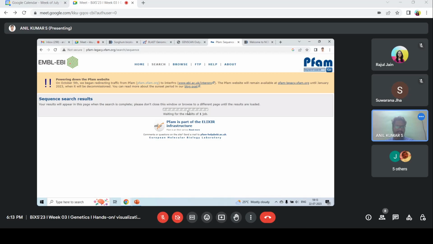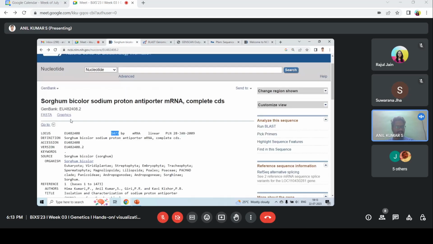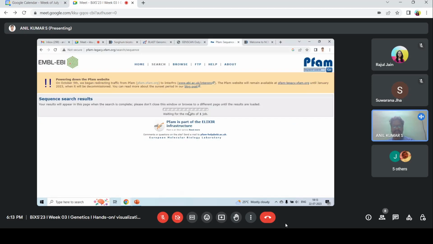Suppose I had taken this gene sequence, sodium proton antiporter. There will be some property related to sodium functioning or transportation of sodium. If you are able to get the same result in this PFAM, the same sodium function, then you can confirm that you have mined a gene that is involved in sodium transport. If there is no domain in that one, then we cannot call it a sodium gene.